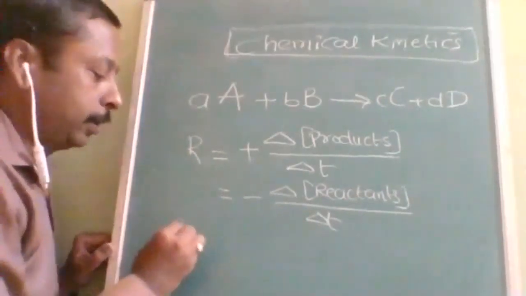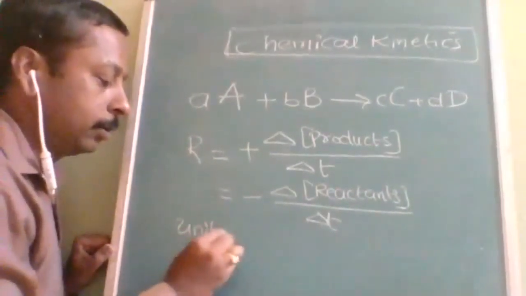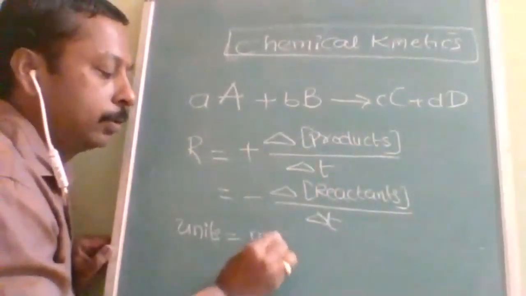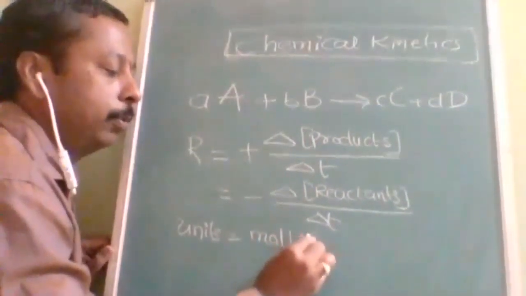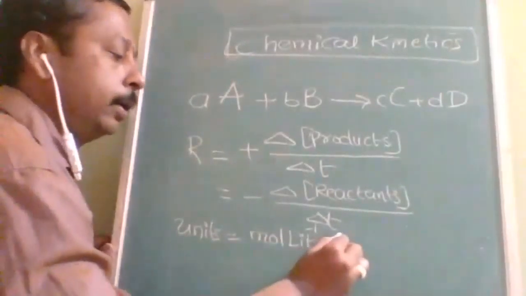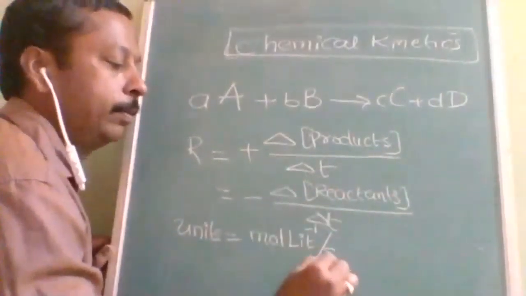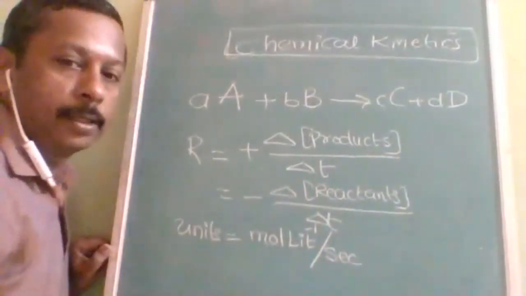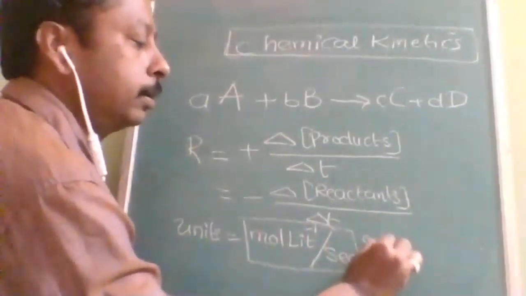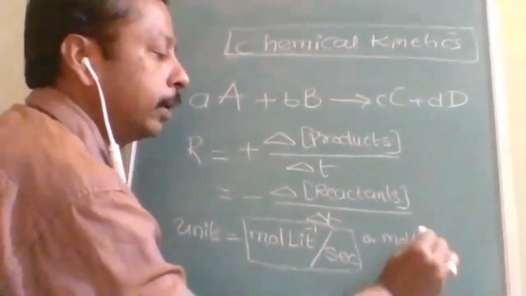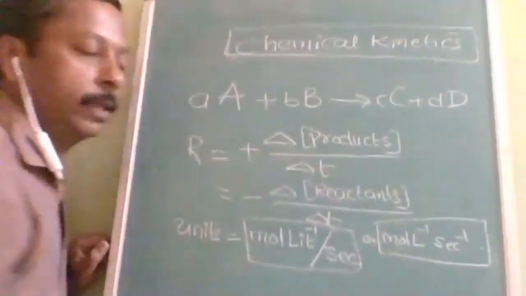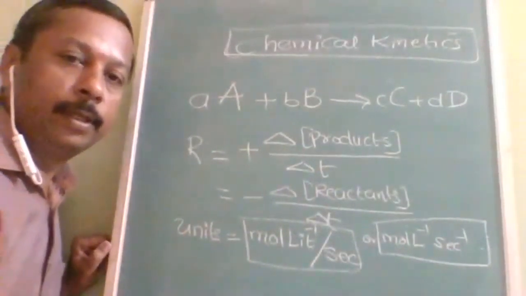Now let us see what the units will be. On the unit side, in the numerator, this is concentration. So the concentration unit will be mole per liter, which we can write as mole liter inverse. And the denominator, what will it be? Per second or per minute. Let us take per second. So mole liter inverse per second, otherwise mole liter inverse second inverse. So these will be the units.